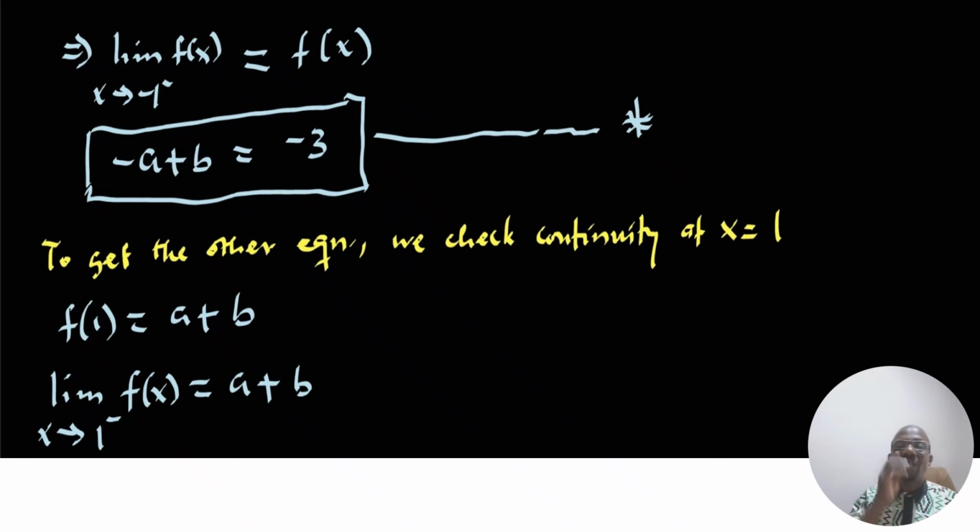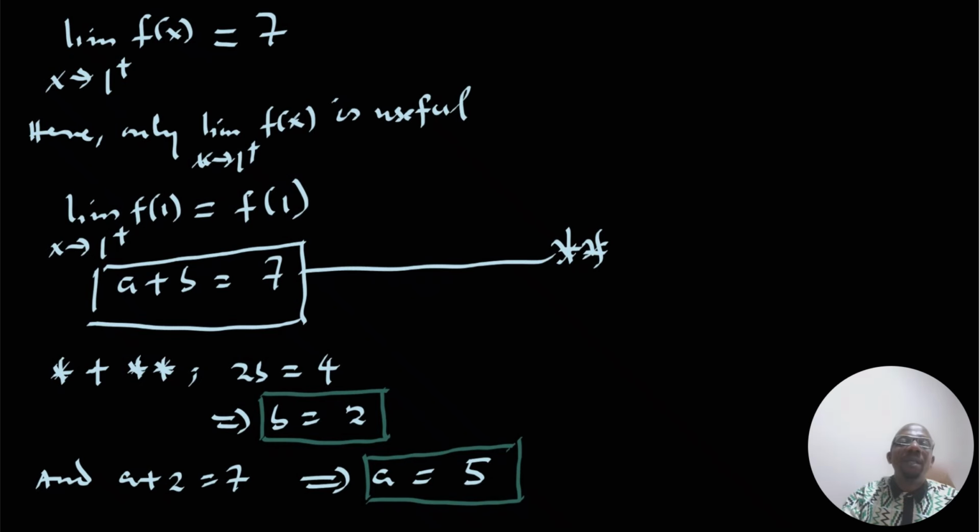To get the other equation, check where x equals 1. You remember the last time we did 2 and 3, this one between minus 1 and 1. So f of 1 equals a plus b, and the limit of f of x as x approaches 1 from the left side equals a plus b. Now, the limit as x approaches 1 from the right side is useful. The other one is not useful, because the right side will be equal to the left side.